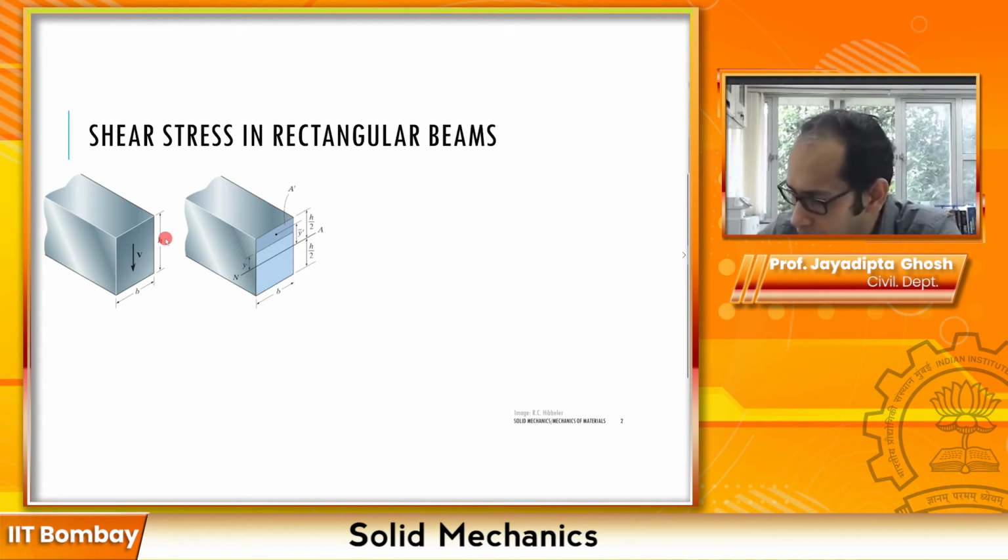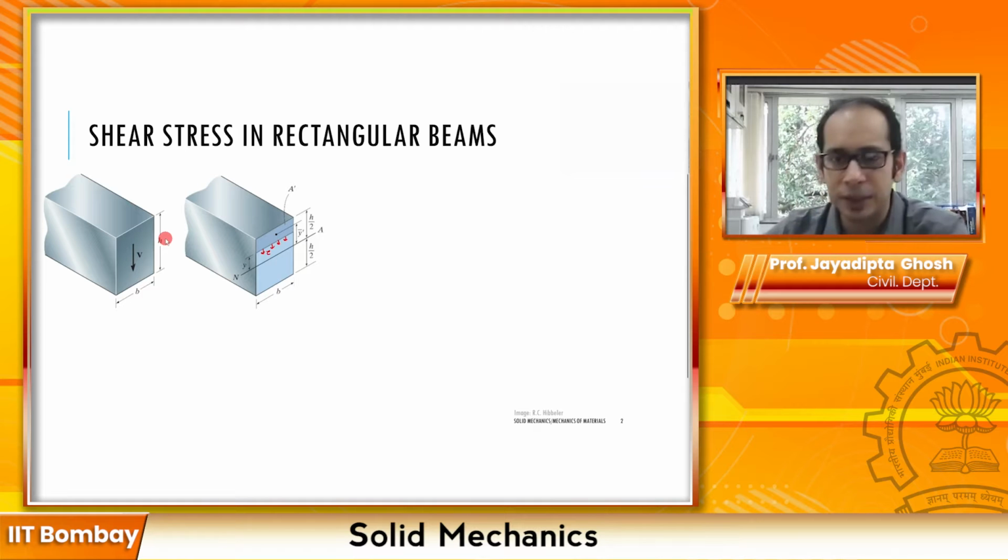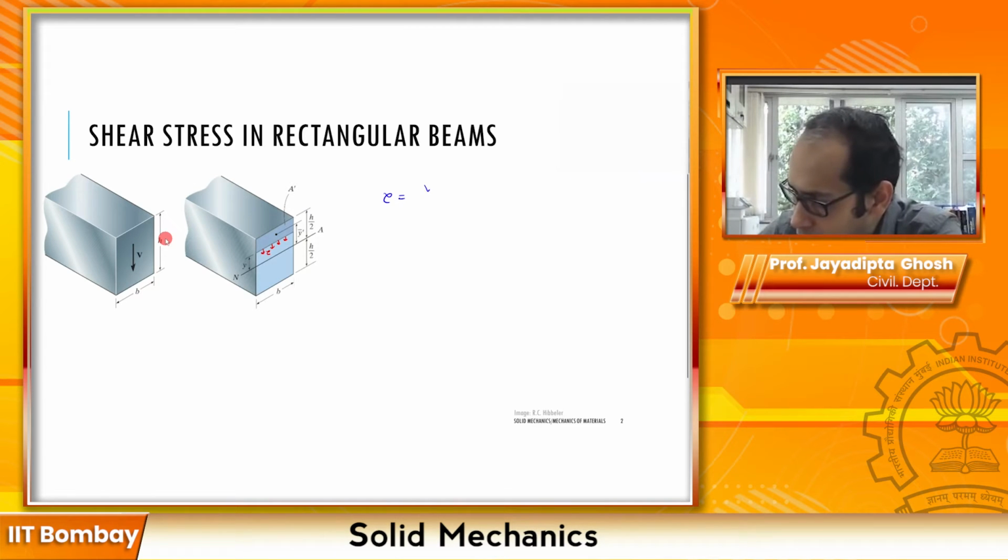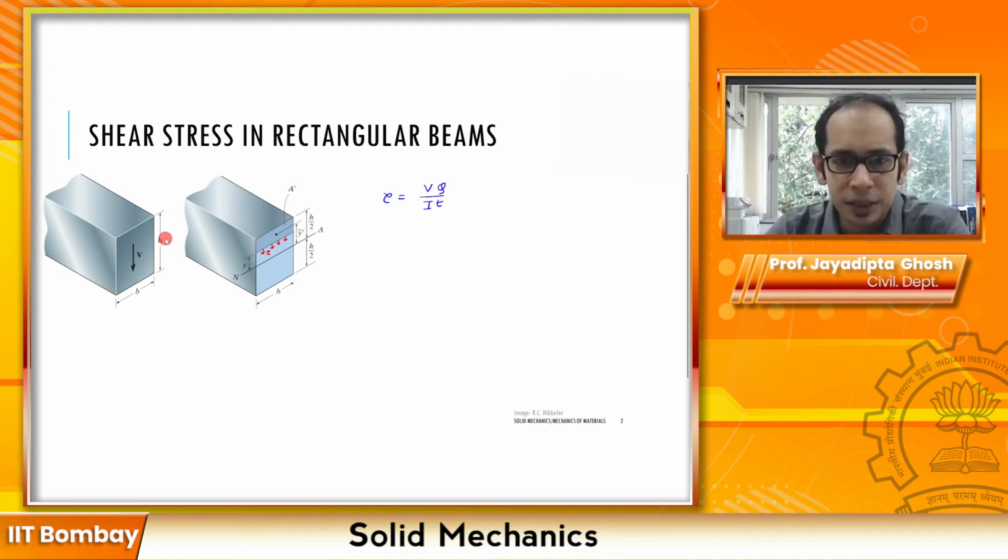So what I'm trying to find over here, all along this particular width, is the value of the tau that is acting. Now for this, remember that we have already derived the formulation, and it stays unchanged. We know that tau equals V times Q divided by I times t. Now let's break down these individual components. So the V is nothing but the applied shear V over here.